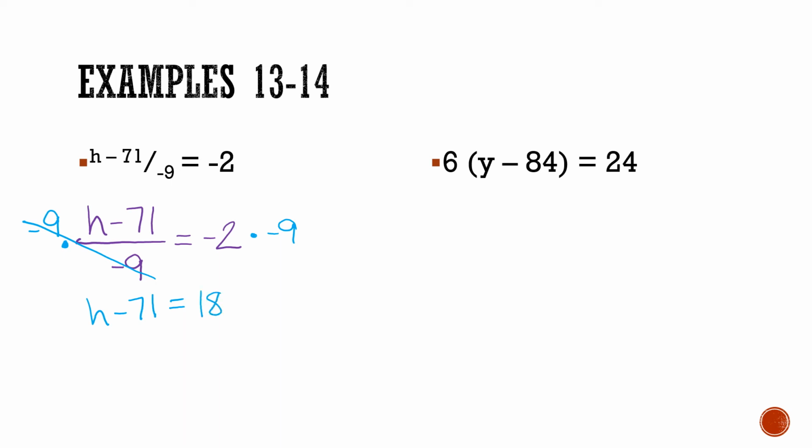Now we can go back and get rid of that 71. If it was minus 71, we're going to add 71. Those will cancel. And we'll add 71 to 18, which gives us 89. So h equals 89.